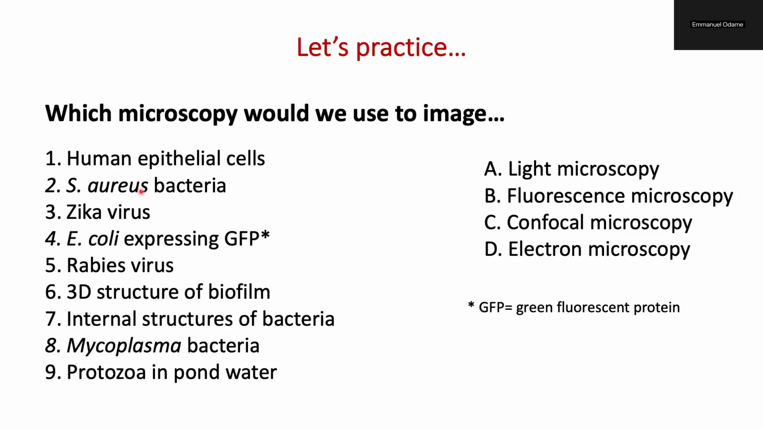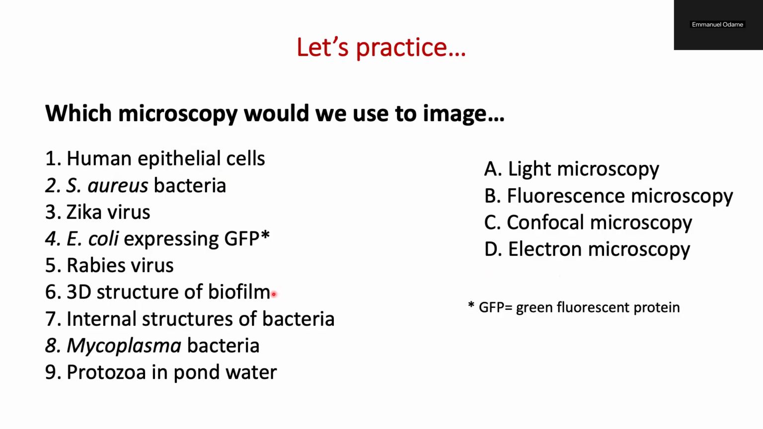What about the Escherichia bacteria? We actually saw this bacteria in the beginning. Basically, you also need a light microscope for that. How about number three, Zika virus? This is obvious because it's a virus. You definitely need an electron microscope. What about E. coli expressing GFP? It's expressing fluorescence, so by the name fluorescence, you need a fluorescent microscope. What about rabies virus? You will need an electron microscope.